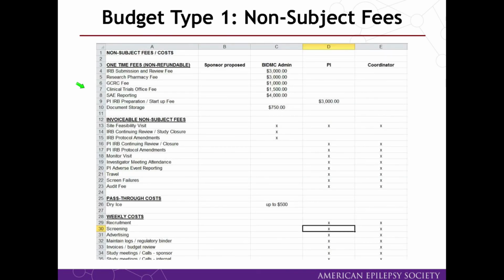And I'm going to show you just two examples of budget types. So the first is a budget with all of the required fees that are not tied to an individual subject. So IRB submission and the research pharmacy, et cetera. And this is a pretty comprehensive list of all of the fees that may be associated with a study. Not all of them may apply to your particular study.